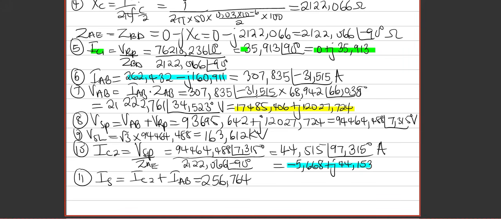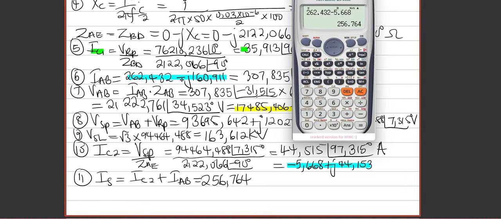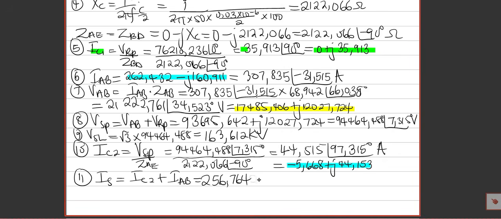For our J values, we have minus 160,911 plus 44,153. We're getting 116,758. It's minus J116,758.